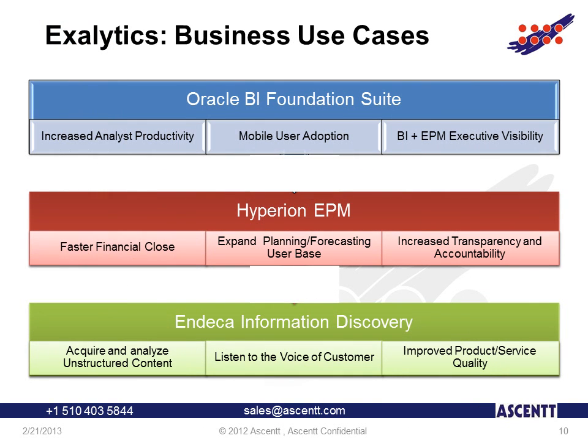One final slide for today. Let's just look at some other examples of business use cases for Exalytics out there. With the Oracle BI Foundation Suite, to date we've talked about increased analyst productivity, mobile user adoption, and giving the executive visibility to business intelligence and enterprise performance management. On Hyperion, we see faster financial closes, being able to expand your planning and forecasting user base, which in turn increases transparency and accountability in your organization. Finally, with Endeca Information Discovery on Exalytics, the ability to acquire and analyze unstructured content, listen to the voice of the customer, and improve your product or service quality.